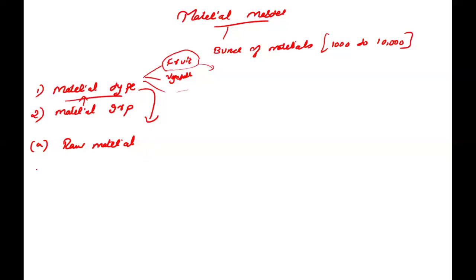Okay. Then we have this semi-finished material. I'll explain one by one. Okay, and let me add here something. For these material types, we also have a code.